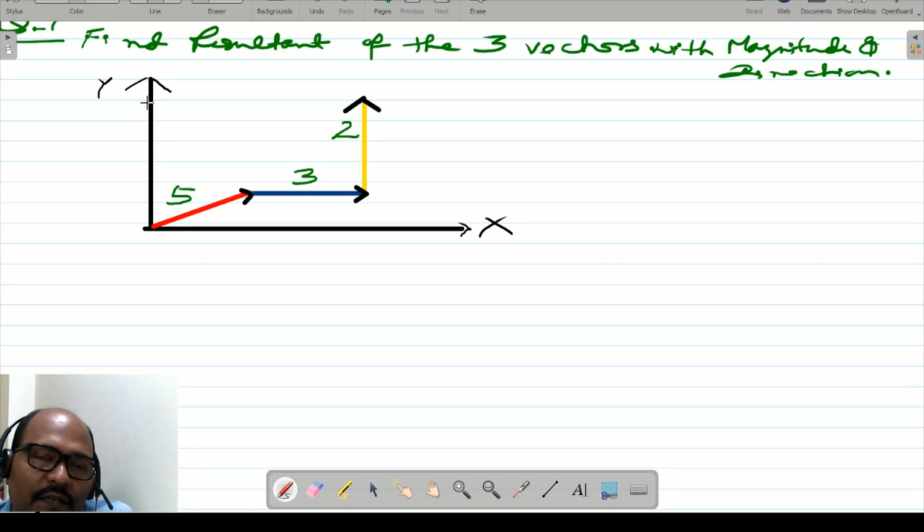The magnitude reflects the amount, the weight, that means the value. It can be 2 kg, 4 kg, or 4 Newton, 5 Newton. So any physical quantity can be represented in the form of scalars and vectors, right? So vectors are physical quantities which have both magnitude and direction.